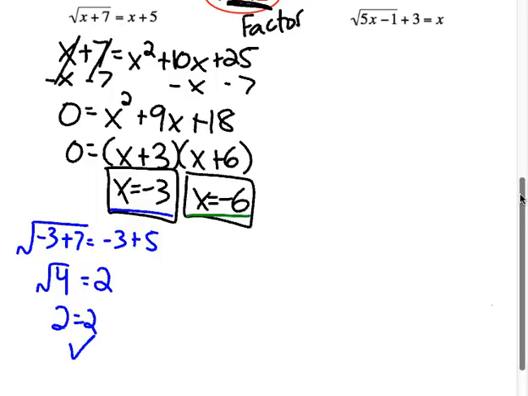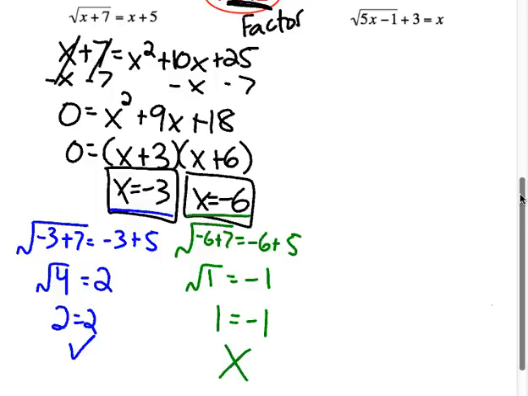So I'm going to check this one in green. So square root of negative 6 plus 7 equals negative 6 plus 5. So the square root of 1, well, here we have an issue. Because here, that doesn't actually match. 1 doesn't equal negative 1. So this leads to the dilemma of we have a solution now that doesn't actually solve our original equation.